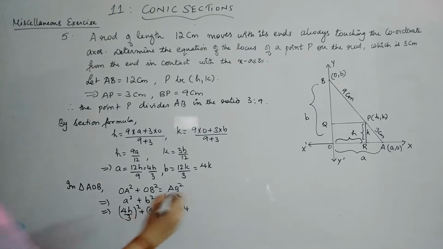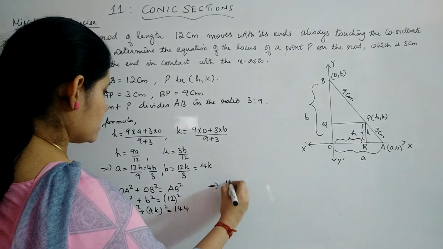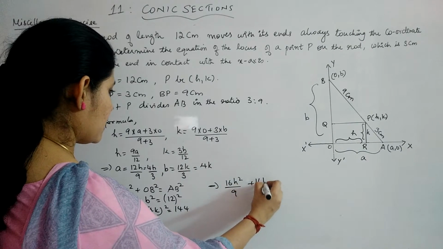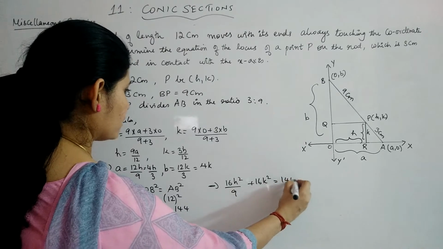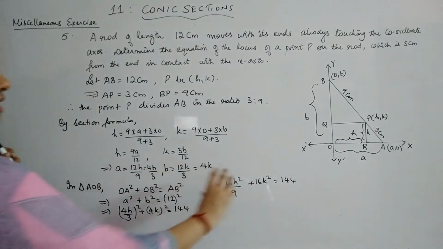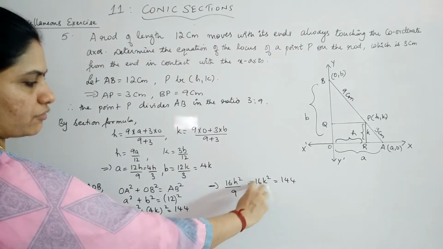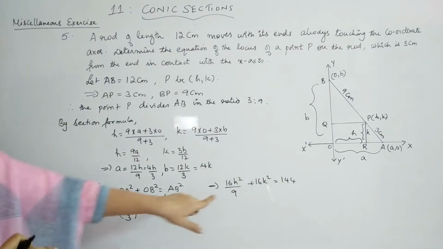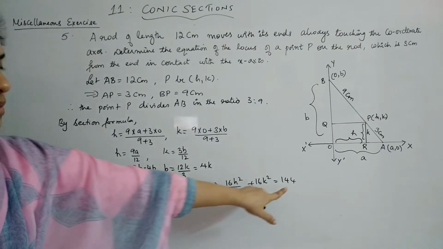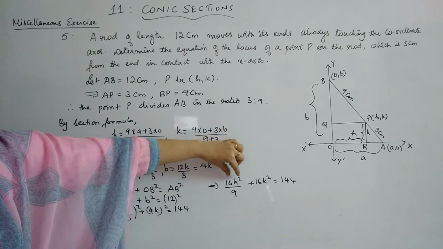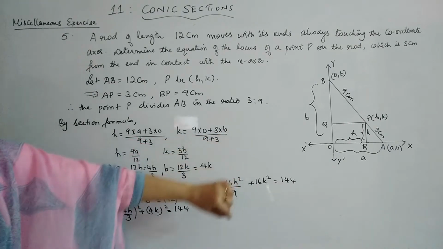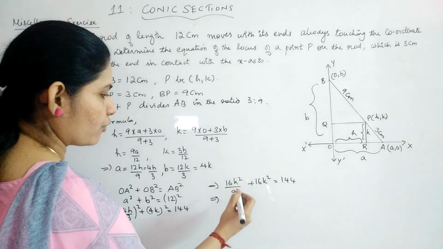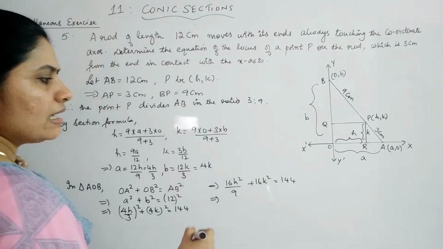Again this will give you how much? 16h square by 9 plus 16k square is equal to 144. Now you can see that something square, here positive plus sign, and here k square. So the model which you are getting is of an ellipse. If this is made 1, you will get h square by something, k square by something. So we are just transforming it in that form, that is, we are just dividing throughout by 144.